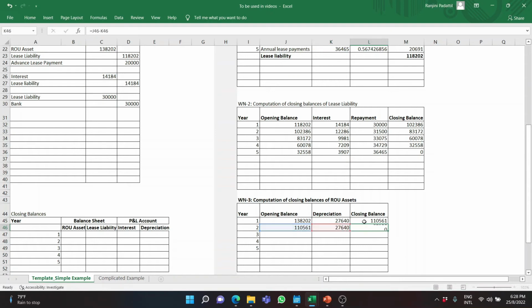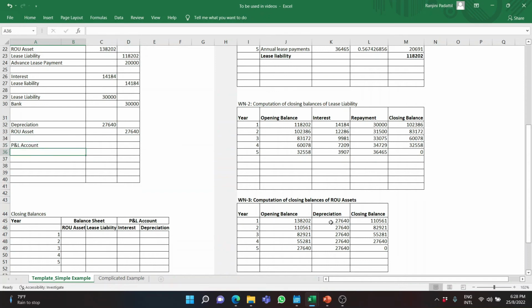The closing balance. Now we can just copy this formula because it's Excel. This is another way to check the accuracy of your sum. At the end of the lease term, the ROU asset value should be 0. We've not yet passed the entry relating to depreciation. Depreciation account debit, in the first year it's 27,640. Credit would be the ROU asset account. Same amount. And then we finally expense it out.